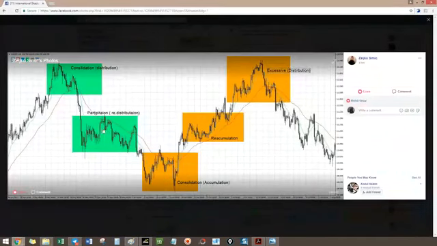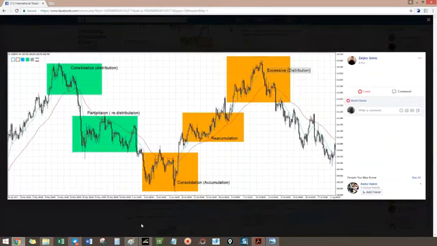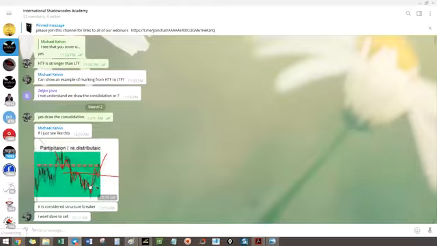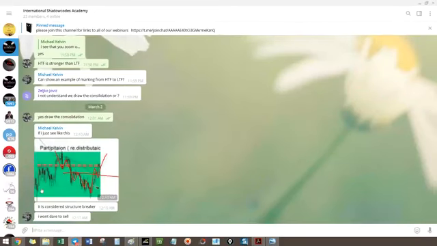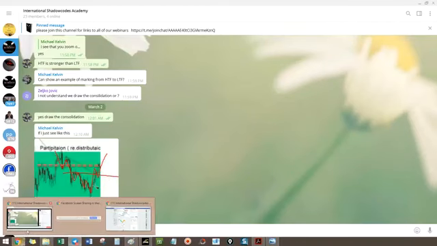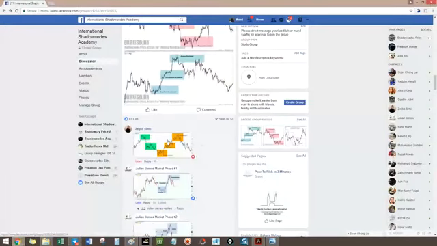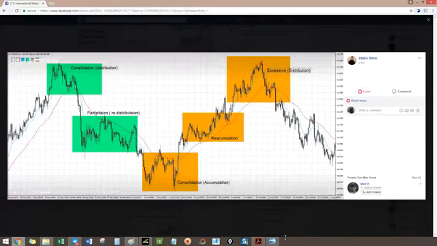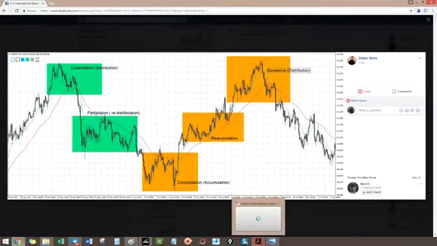Let's see. You see something like this, something like this. So you can sell because it's in participation. Let me see the... I want to sell there. Why do you want to sell there? This is on participation phase. Where did they find this chart? It's on USD JPY H4 13 June 2017.